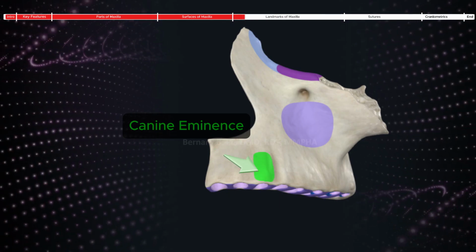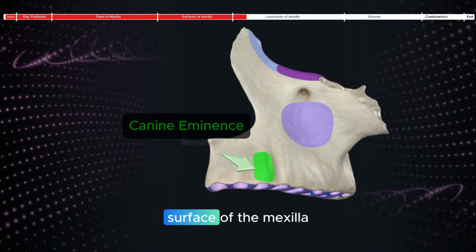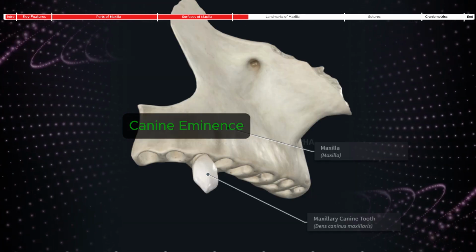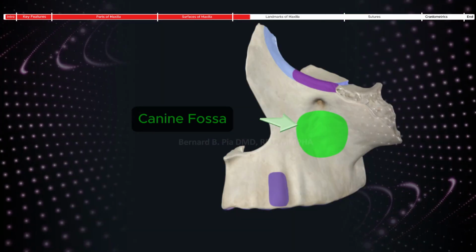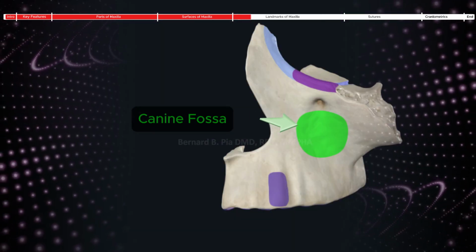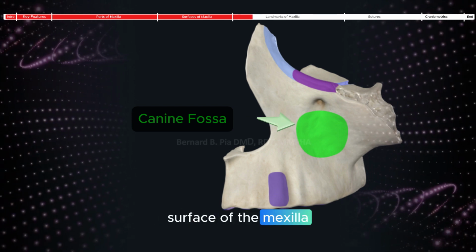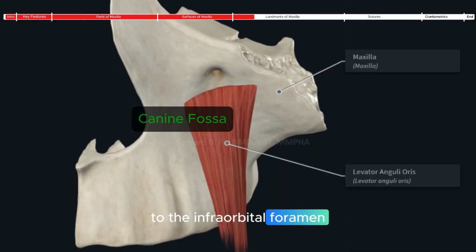2. The canine eminence is the prominence found along the anterior surface of the maxilla. It is located superficial to the socket of the canine tooth. 3. The canine fossa is the large, deep depression found along the anterior surface of the maxilla. It is located inferior to the infraorbital foramen and provides an origin site for the levator anguli oris muscle.